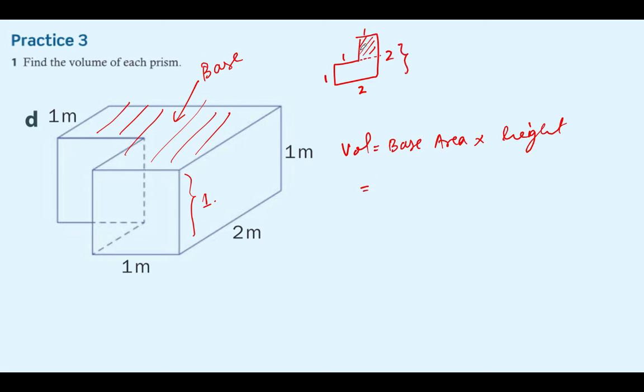So this is a combination of square and rectangle, so area of square is 1 times 1 and area of this rectangle is 1 by 2. So 1 plus 2, that is 3. So base area is 3 and height of this prism is 1. So 3 times 1 is 3 cubic meters.